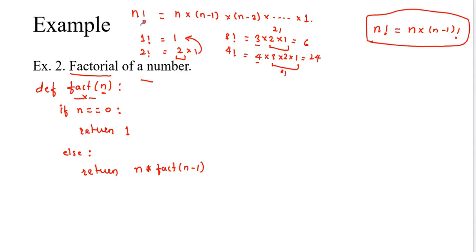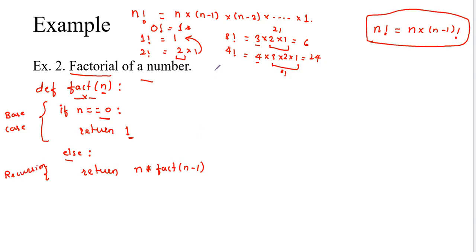Again, there is one term: 0 factorial is given by 1, which is already given. So this is our base case which we are going to form. If n is entered as 0, our code will return the value of 1. Else, this term is becoming a base case now, and this term will become the recursion.